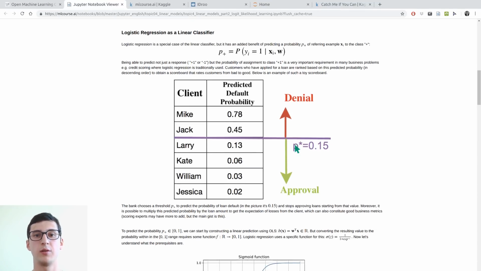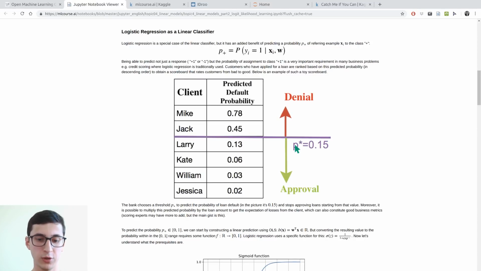Suppose we are solving a task of predicting default probability. We've got some bank clients, we've collected some history, and we know that some clients with certain features didn't return money, but others returned it in time. Based on some features, we can predict whether a client is going to be good or bad, but suppose we can also predict the probability of default. In that case, we can make such a rating. It's called a scoring card. And we've got some clients, Mike, Jack, Larry, Kate, and so on.